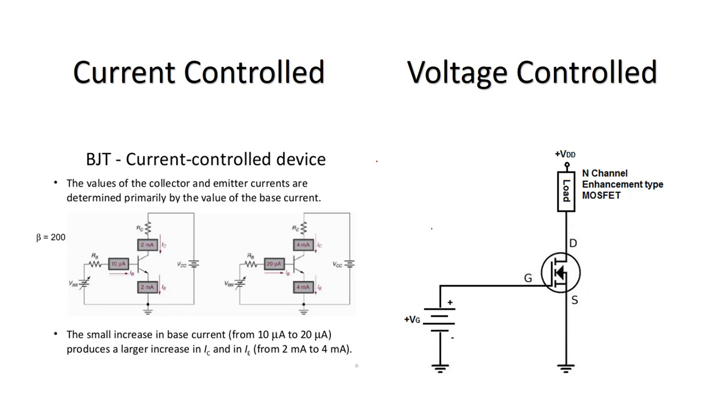But what about the MOSFET? Here we can change the voltage of the gate. When we change this voltage, the current passing through the transistor will change. So here we say it's voltage controlled because we are controlling the current passing through the device by tuning a voltage. That's why we call this voltage controlled.